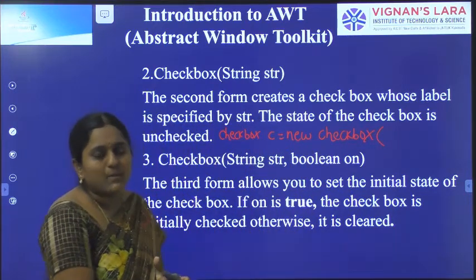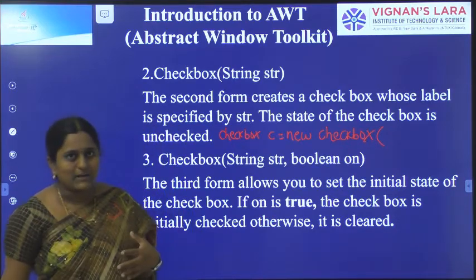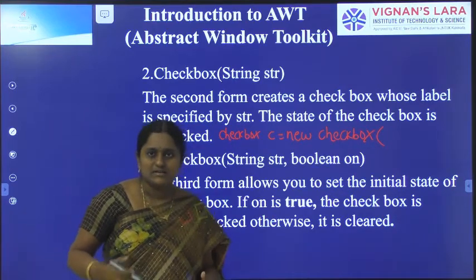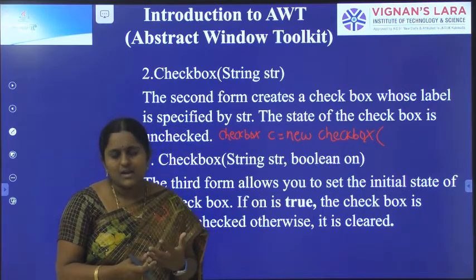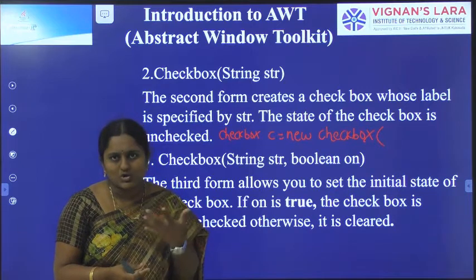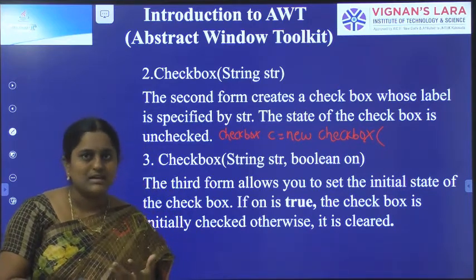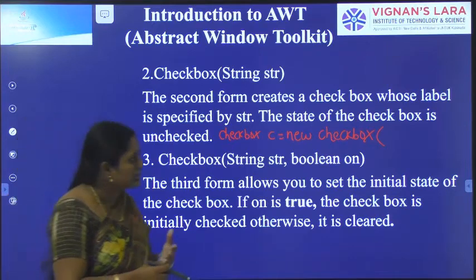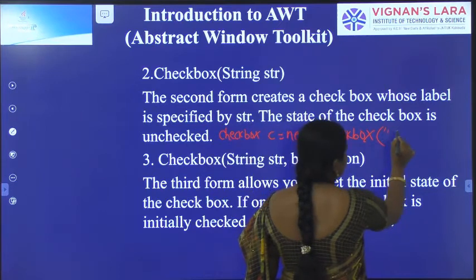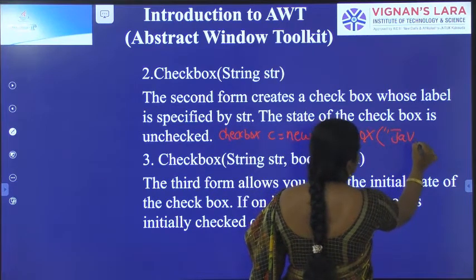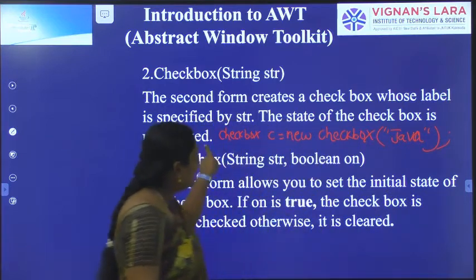Suppose let us take an example of subjects. A person can know multiple subjects. While you are studying in second year, you have to know C programming, Python, Java. So a student can know multiple subjects after completion of the BTech course. Suppose here Checkbox c = new Checkbox("Java"). Here I am passing Java as a label. So it creates a checkbox.